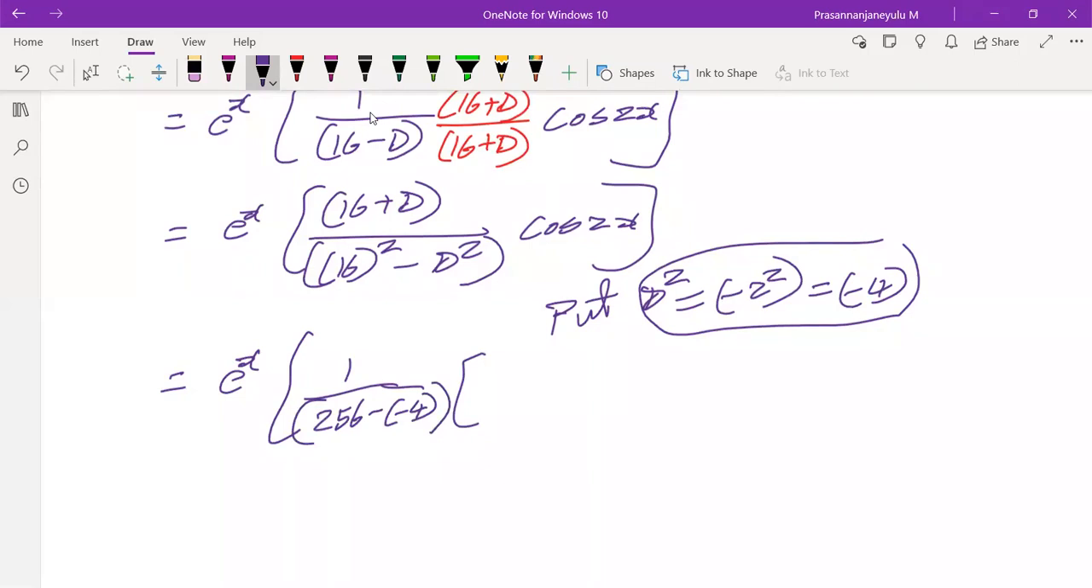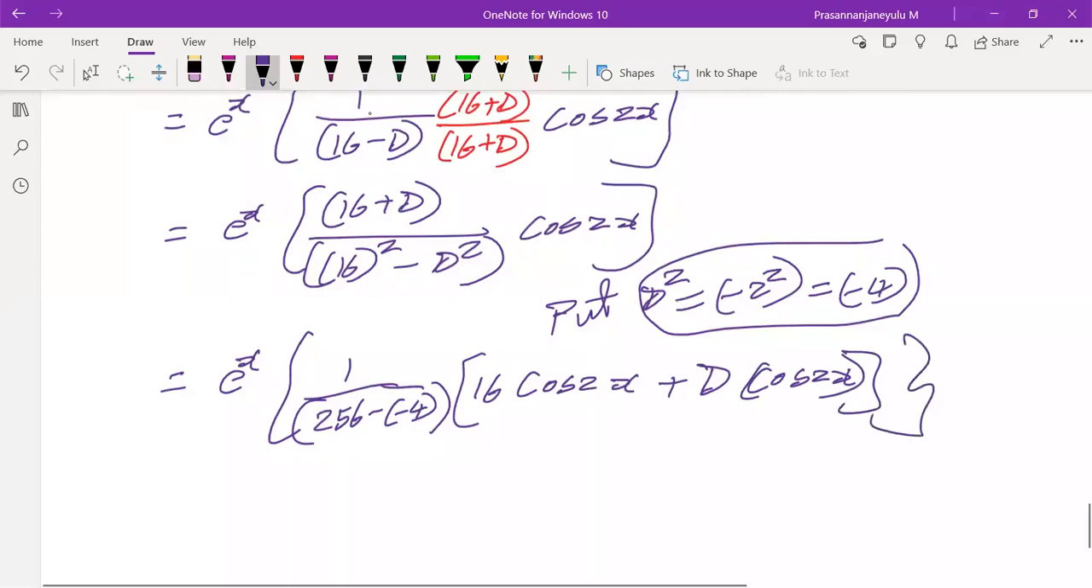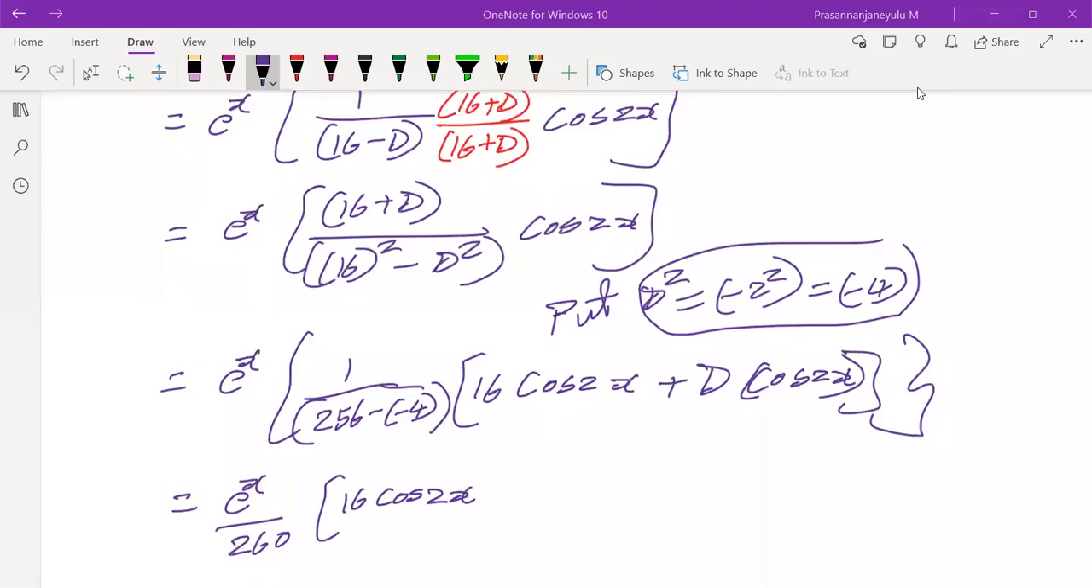With this cos 2x, I am taking inside part of these two terms. It becomes 16 cos 2x plus d of cos 2x. What is it going to become? So now it becomes e power x by 260 into 16 cos 2x plus differentiation of cos 2x. What is the differentiation of cos x? Minus a sin x. The a value is 2 here. So minus 2 sin 2x. So this is our yp.